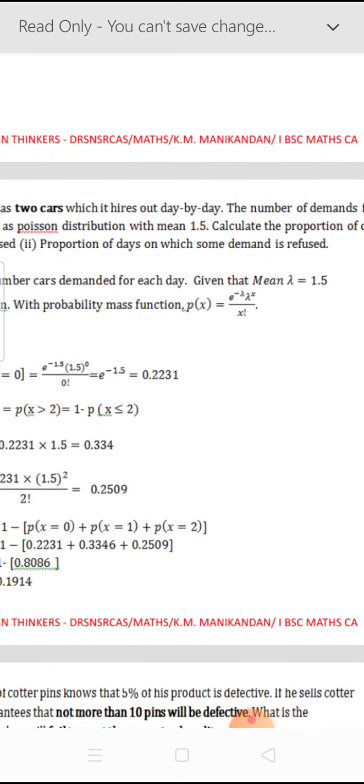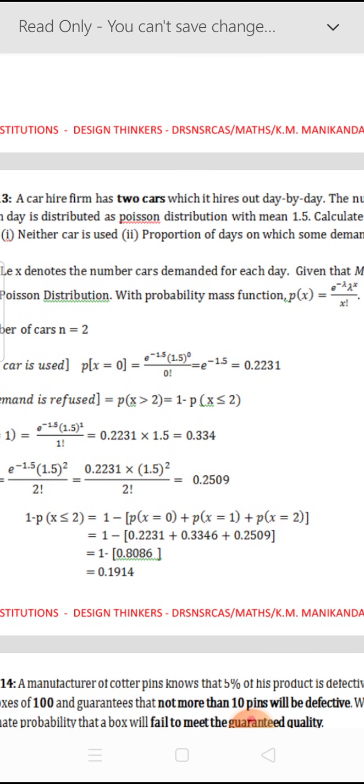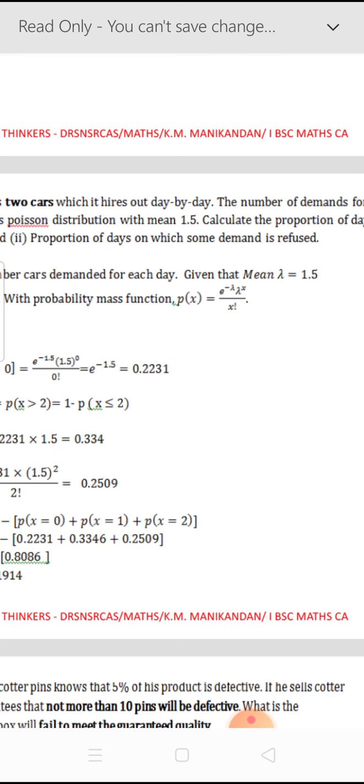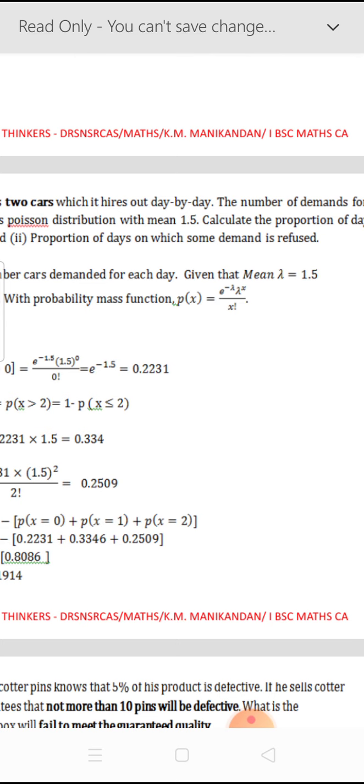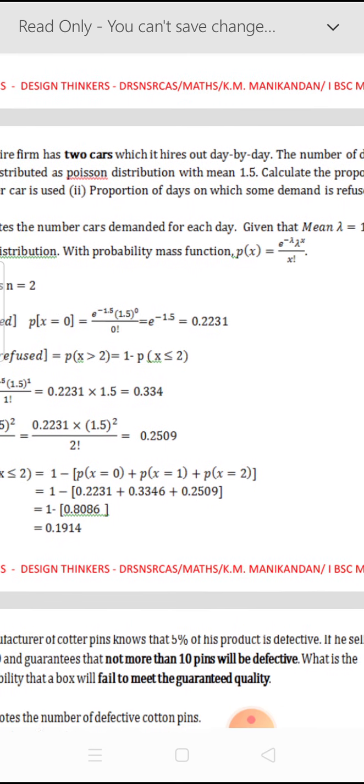Now calculate the proportion of the days on which neither car is used. That is probability of x is equal to 0, no car is hired out on the day. So in that case you have to find the value of probability of x is equal to 0. Next, the proportion of the days on which some demand is refused means when the number of cars needed is more than 2. Because the car firm has only a maximum of 2 cars. So in the second case you have to find the probability of x greater than 2.